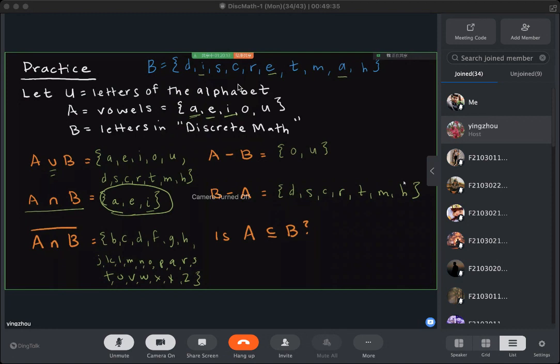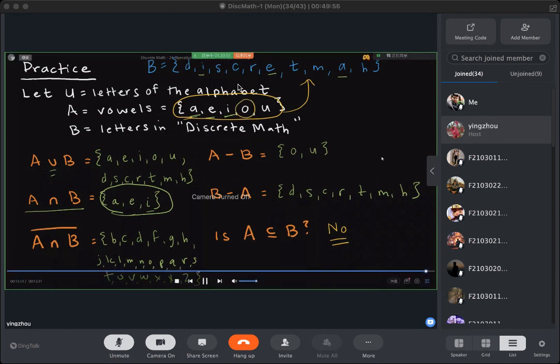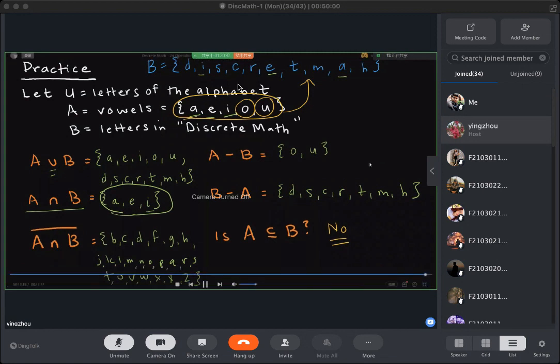And last question, is A a subset of B? That is to say, do all of these values belong in B? And it doesn't matter if B has extras, but this is obviously, or hopefully obviously, a no, because we already determined previously that O and U are not contained in discrete math.